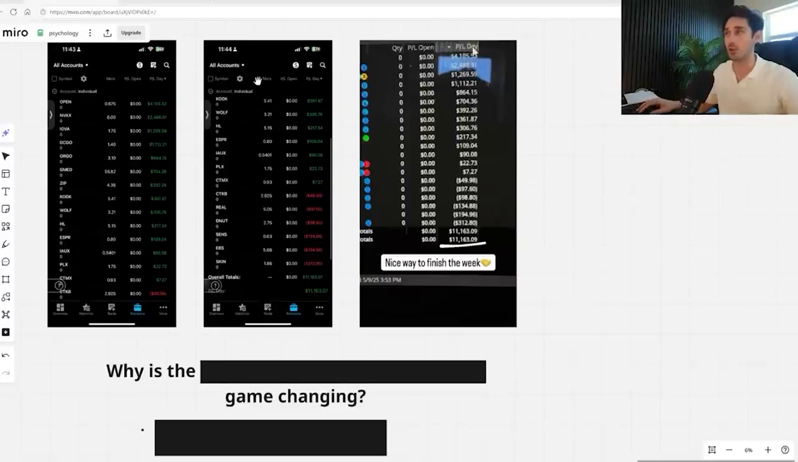This is my Think or Swim screenshot on my phone. So it shows you all of my winning positions. It also shows you all of my losing positions. And this is my Think or Swim screenshot on my desktop. As you can see, May 9th, 3:53 p.m., $11,163.